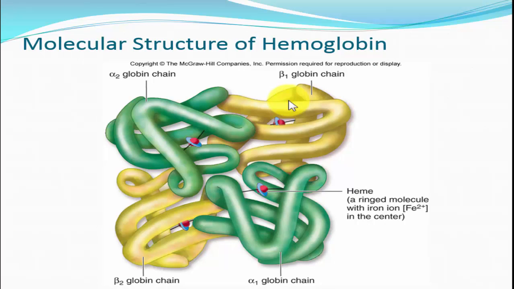So this is our structure. Remember, A is alpha and B is beta. We have our alpha 2 chain here, alpha 1 chain here, beta 1 chain here, beta 2 chain here. Remember, these have the ability to transport respiratory gases, whether that be carbon dioxide or oxygen. The little red structures you see are what we call the heme. They're a ringed molecule with iron. So remember, anytime we talk about heme, it has the iron involved in the center.